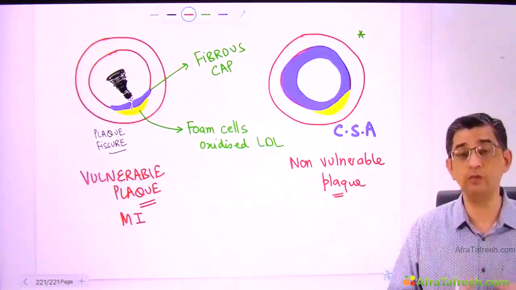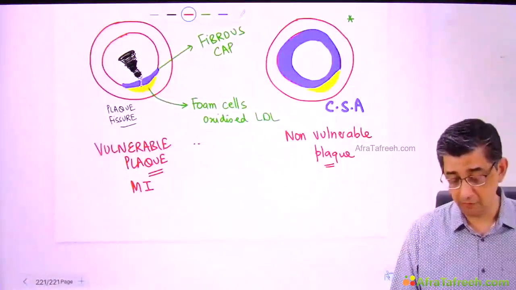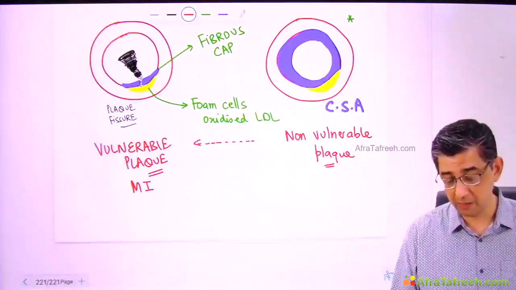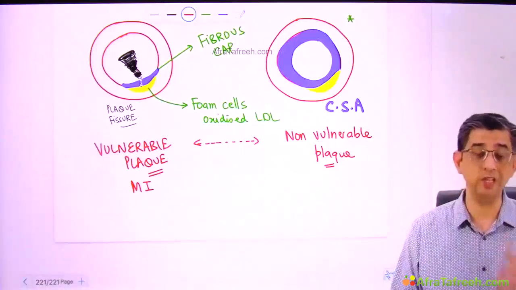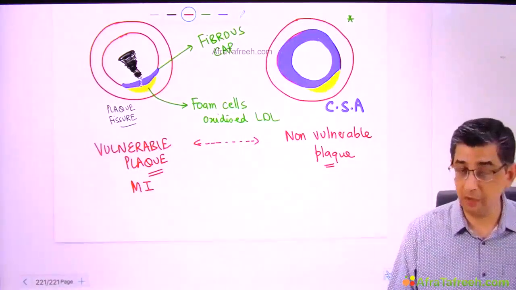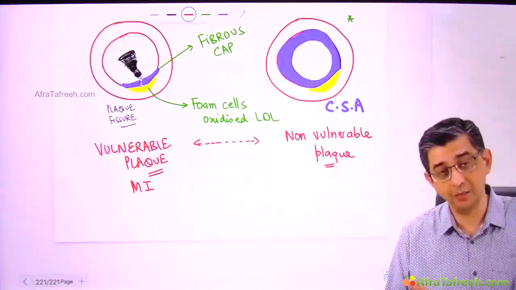Our objective here is to study whether we have any investigation available today, in the form of imaging, by which we can differentiate between a vulnerable plaque and a non-vulnerable plaque. Because what I'm doing here is risk stratification. I want to know: is my patient more vulnerable to the development of MI? Is my patient more vulnerable to the development of chronic stable angina?